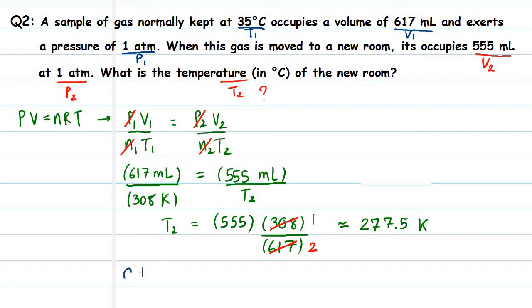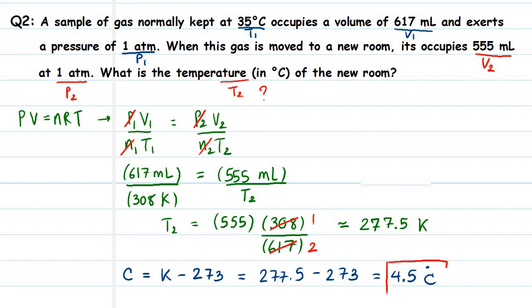So we know that Celsius gonna be equal to Kelvin minus 273. So we can plug in 277.5 minus 273, and we're gonna get 4.5 Celsius, and that is the answer. And if you actually use calculator, you probably get something about 4.05 degrees Celsius.